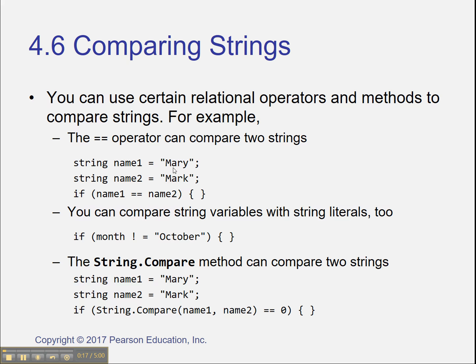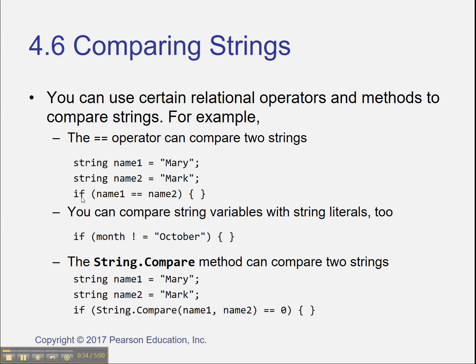Now, in this example, what we're going to do is look at taking the name Mary and making it equal to a string value. So just the one equal sign is an assignment statement. That's where we take the word Mary and we put it inside a variable here called name1. Same thing with Mark. We put it into name2.